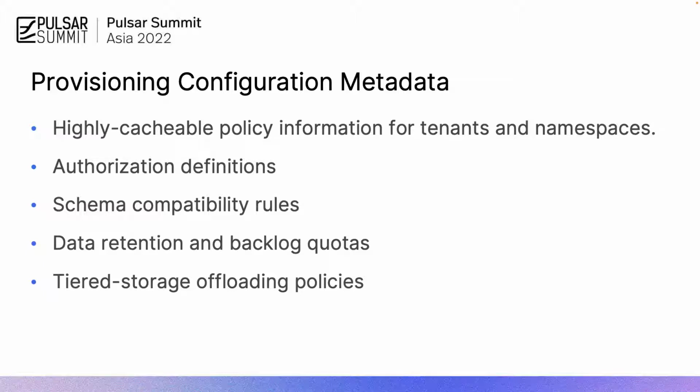The fourth category of metadata is provisioning configuration metadata. This is where all the namespace and topic level policy information is stored. These policies include all the concerns shown here, such as authorization and data retention policies, schema compatibility issues, things of that nature. Again, this is a fairly static data set as well, and therefore highly cacheable, which improves performance on lookups when new clients connect to a topic and need to retrieve this policy information to check that they're in compliance with these various authorization and schema compatibility policies, for example.